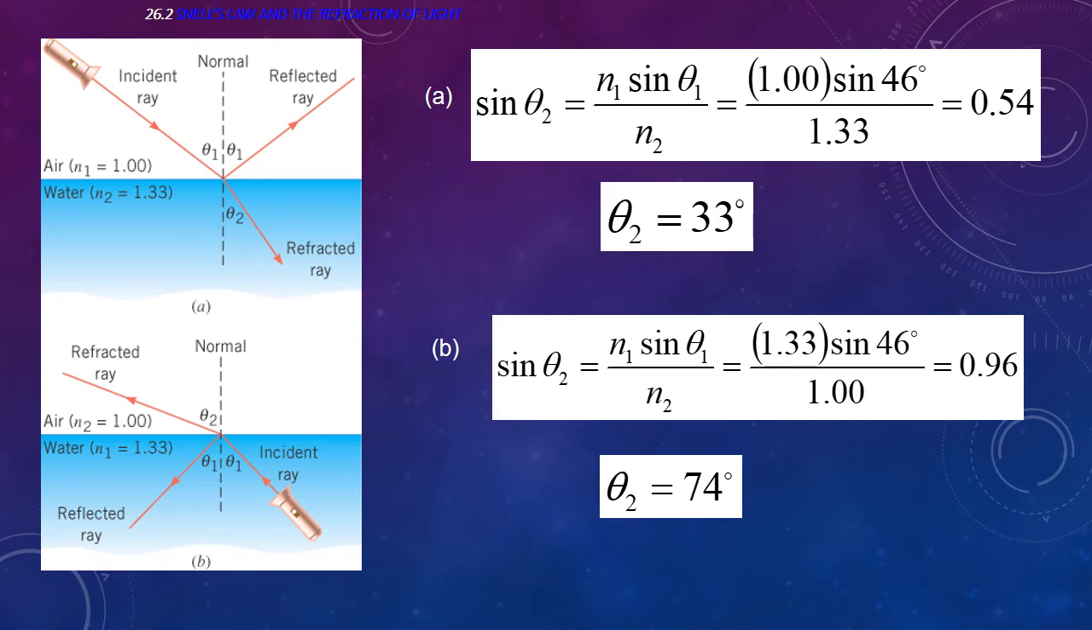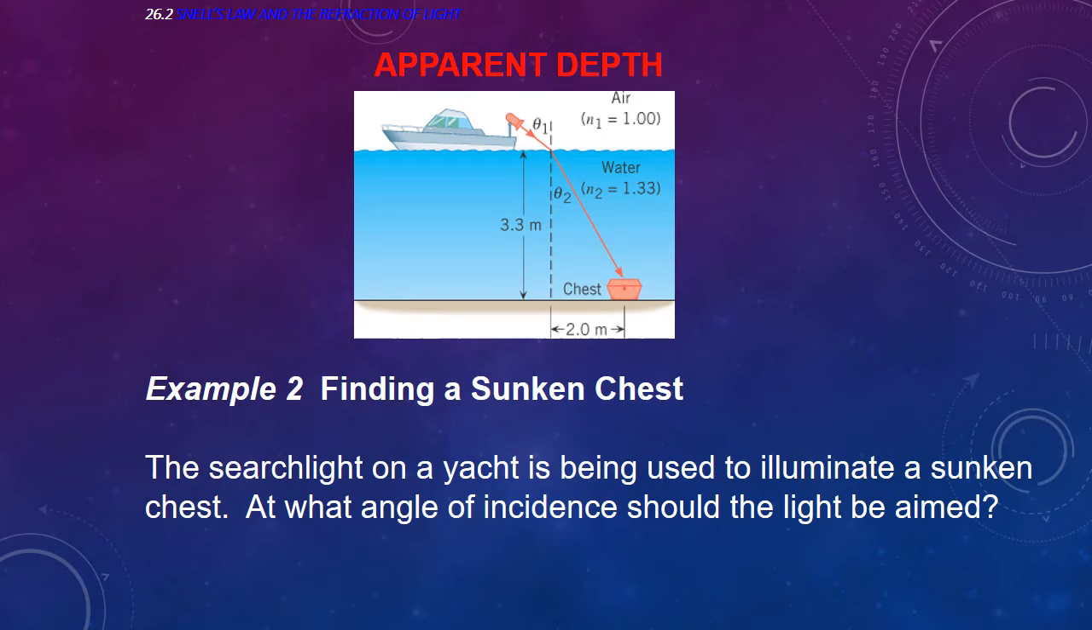So let's look at an example dealing with depth. Finding a sunken chest. A searchlight on a yacht is being used to illuminate a sunken chest. At what angle of incidence should the light be aimed? Notice that the light actually has to be aimed away from the chest in order to illuminate the chest. So let's say that that chest is 2 meters away from where the light strikes and it's 3.3 meters deep.